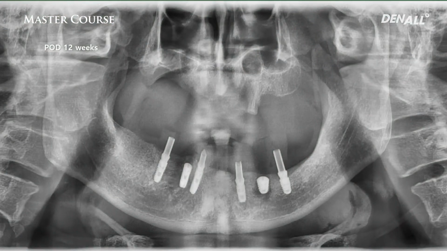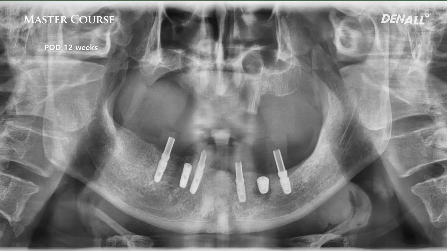This is post-op 12 weeks, and on number 3 and 6 on both sides, 4 implants were used to provide a fixed temporary prosthesis, which is similar to the all-on-4 method. And after 12 weeks, the patient expressed pain in number 46. It was one body and it was all connected.